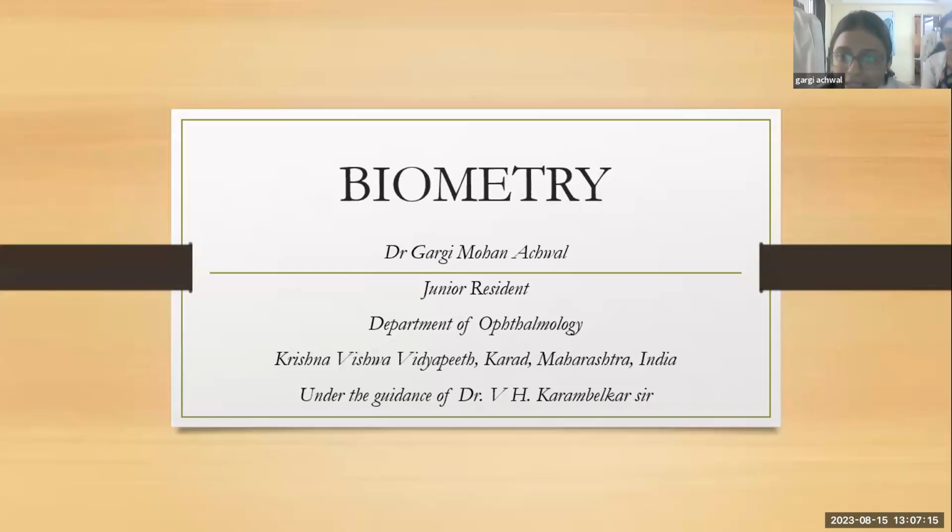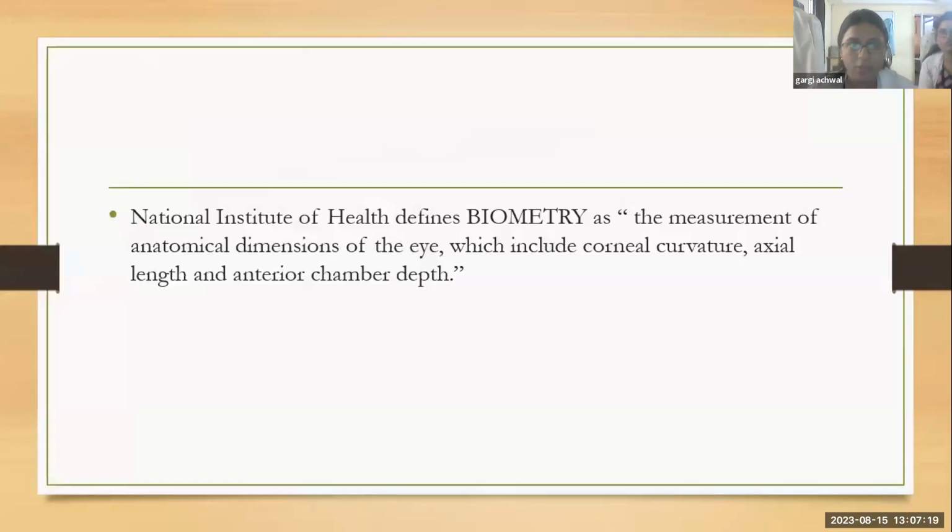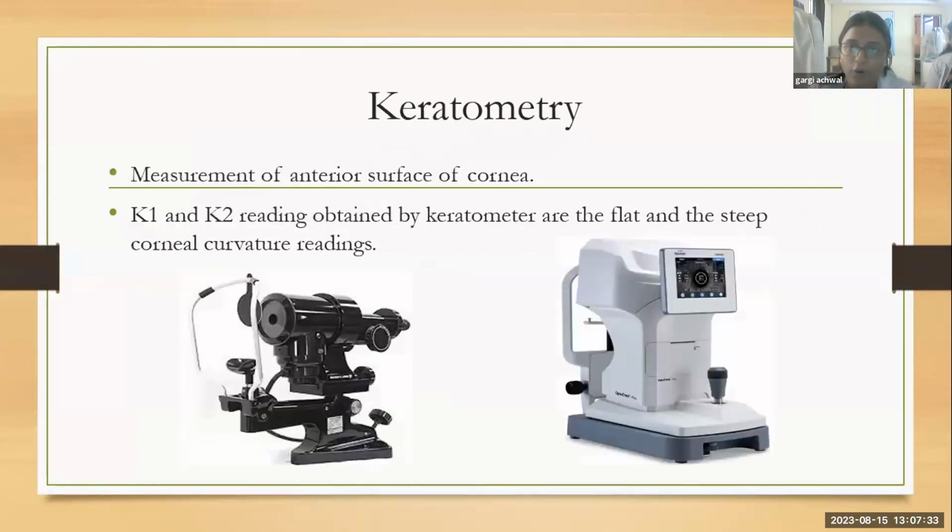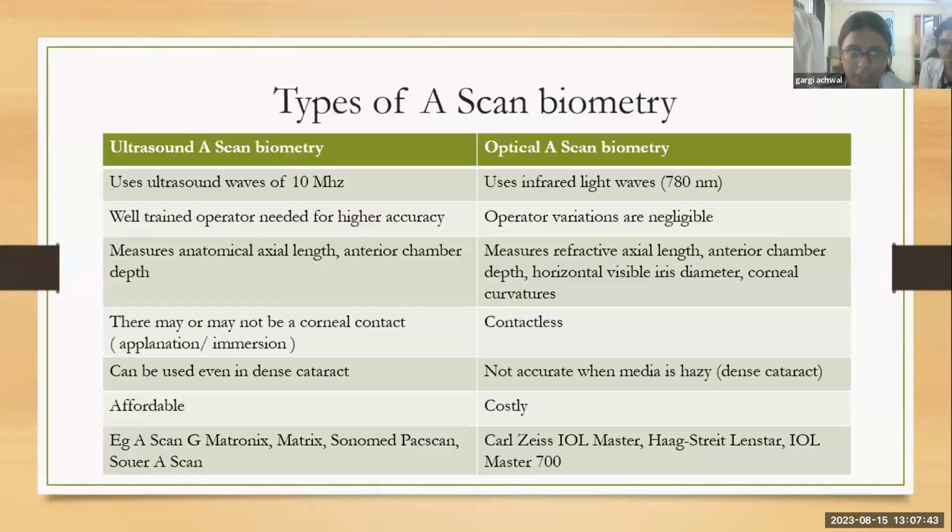Good morning, everyone. My name is Dr. Gargi Mohan, and I'll be presenting on the topic biometry. According to the National Institute of Health, biometry is defined as the measurement of anatomical dimensions of the eye, which includes corneal curvature, axial length, and anterior chamber depth. For corneal curvature, the procedure we perform to measure it is keratometry, and the machine we use is the keratometer. We get the K1 and K2 readings, which are the flat and the steeper corneal curvatures.